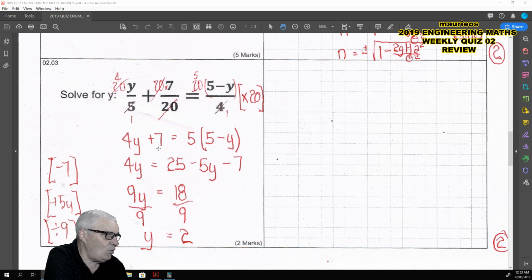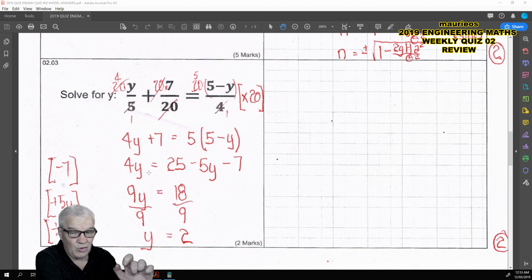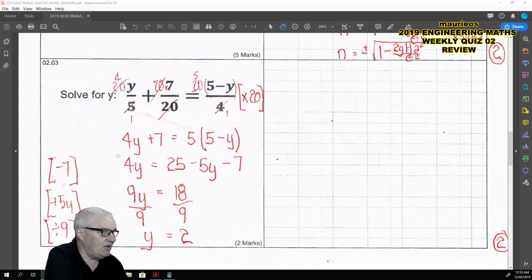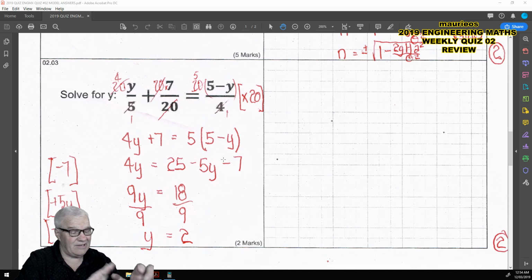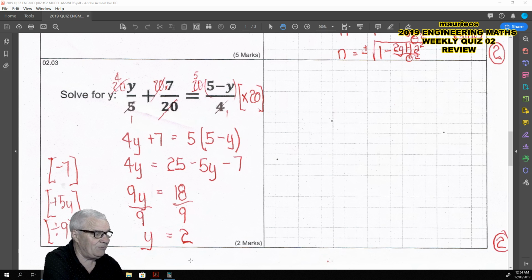So there we get 4y plus 7 equals 5 times (5 minus y). So trying to do two things at once, multitasking. I'm going to get rid of that 7 at the same time as I expand this. So 4y equals 5 times 5 is 25, 5 times negative y is minus 5y, and then minus the 7, which we did there. So we see what I did there? Expanded and subtracted the 7 all at the same time.